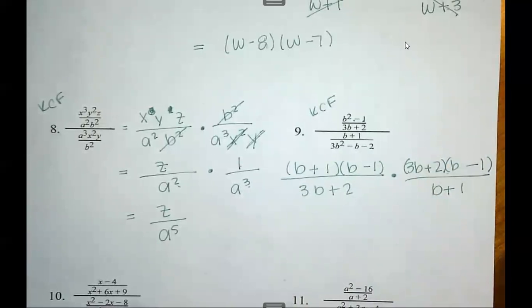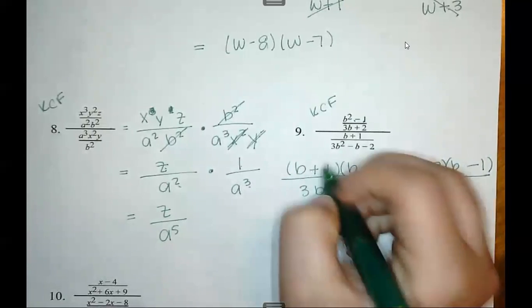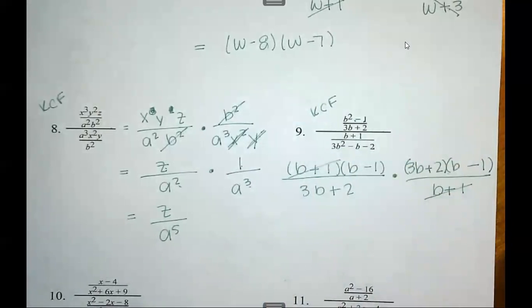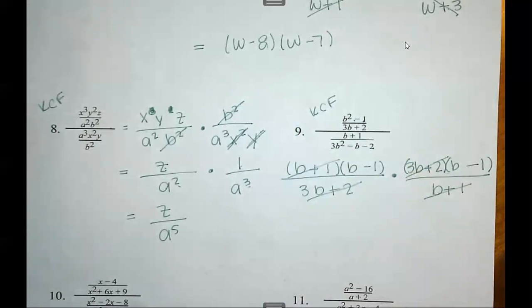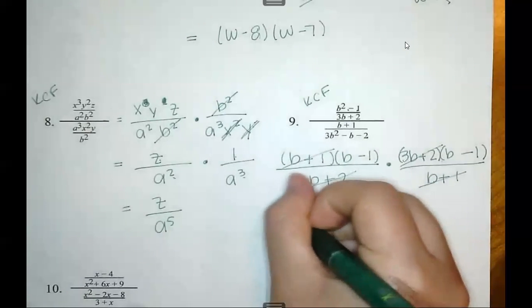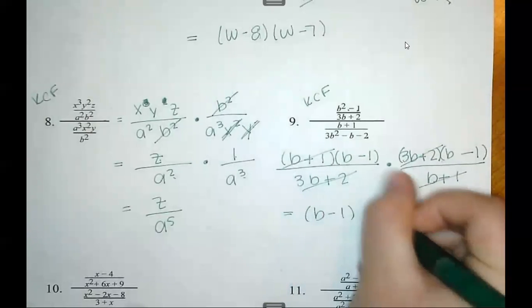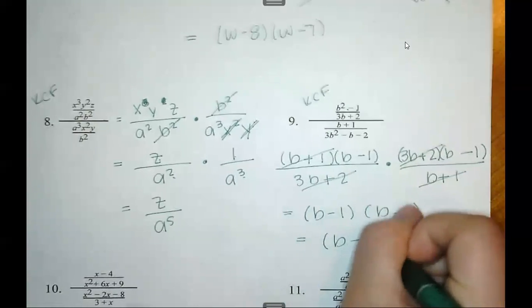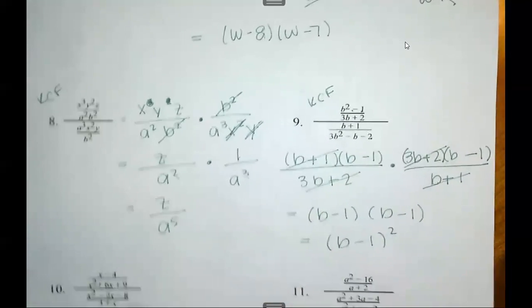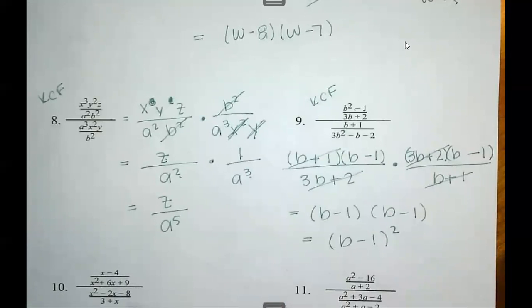All right, so now I have a b plus 1 in top and bottom that will cancel out. And I have a 3b plus 2 in top and bottom that's going to cancel out. So now I have b minus 1 times b minus 1, or you could also write that as b minus 1 squared. So remember, we're just looking for things on top and bottom that we can get to cancel out. And it's always easier to get things to cancel out if you have them in factored form.